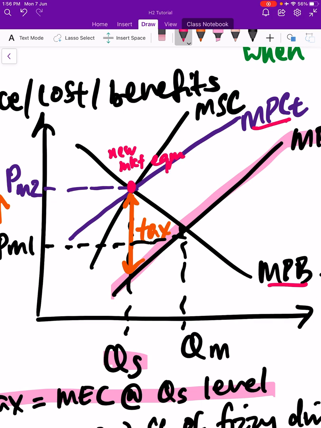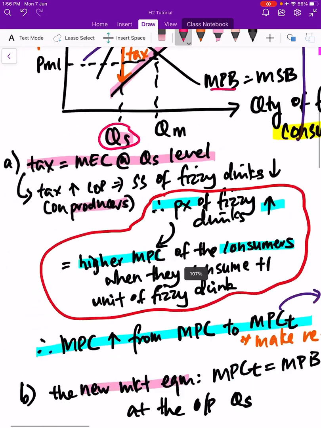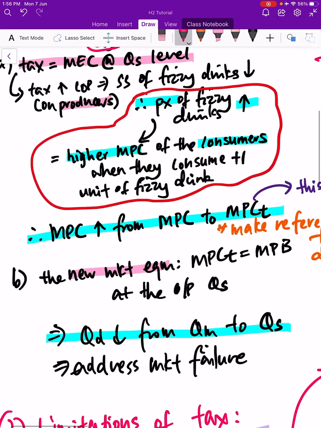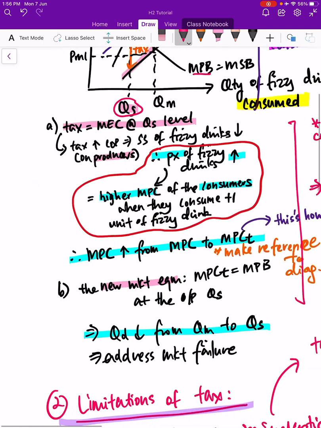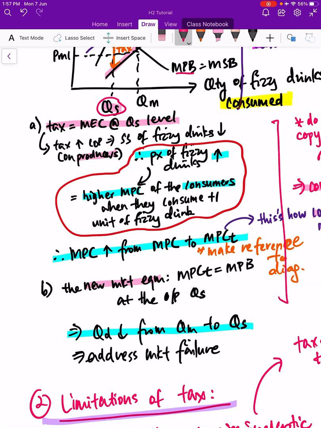Now at this market equilibrium, you realize that it coincides with the social optimal level QS, and that is how you correct the market failure. So when the quantity demanded falls from QM to QS, that's how you address the market failure. This entire two-step A and B has to be present in your answers when you are explaining the whole taxation and how it addresses market failure. So this is important.